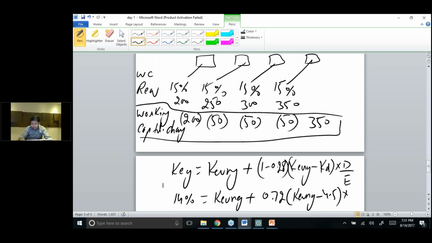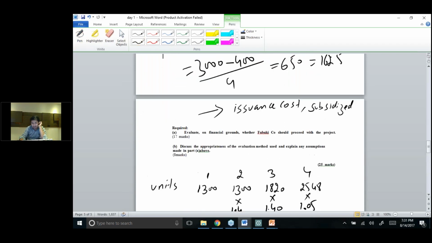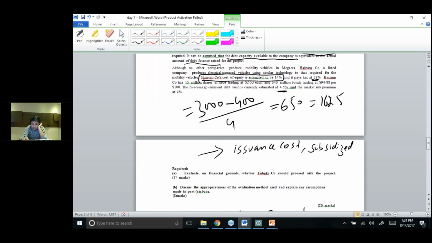Okay, what about debt? Debt is equal to 40 million trading at 94.88. So if we multiply 40 million by 94.88 divided by 100, how are we going to cover it? 40 million divided by 100 into 94.88 is equal to 37.95. And 15 million shares with a market value per share of 2.53.